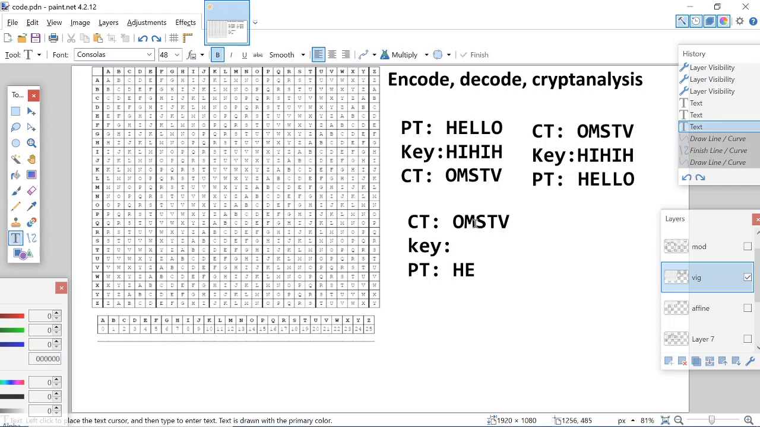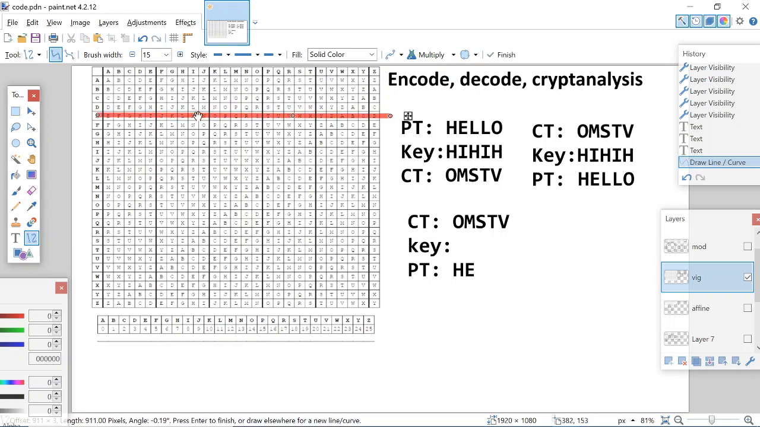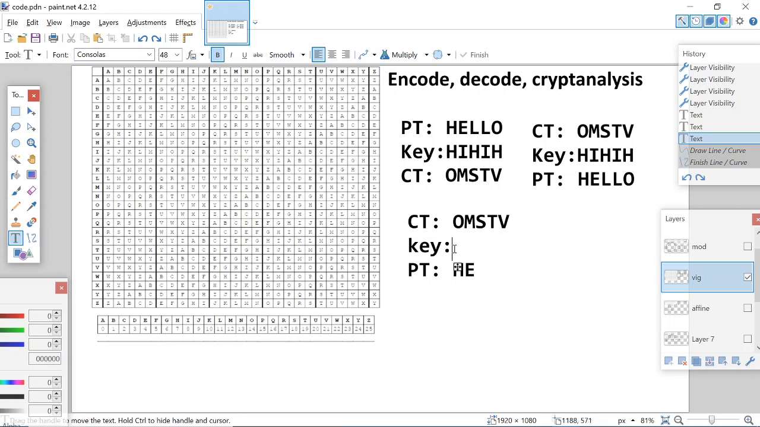But I'm going to show you the other way too with this chart, same concept as before. I have E, I go across E, I'm looking for where it intersects with M, so I. So, because of that, I now know that my key is HI.